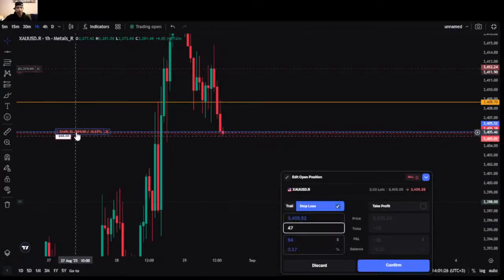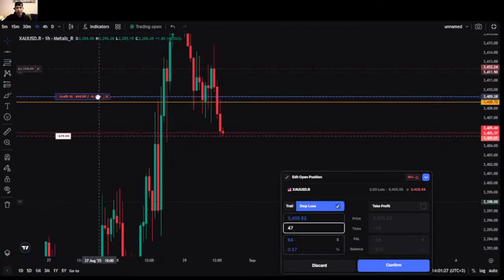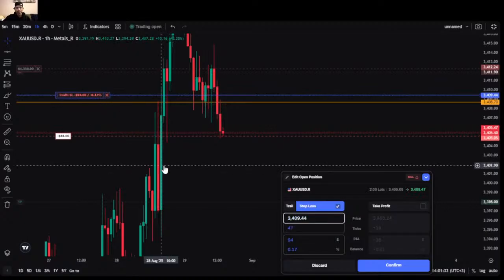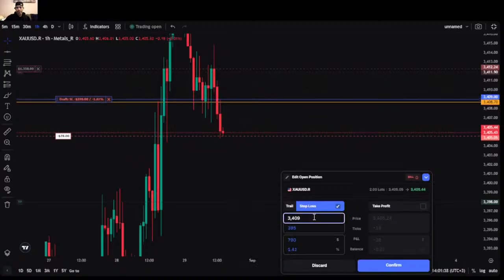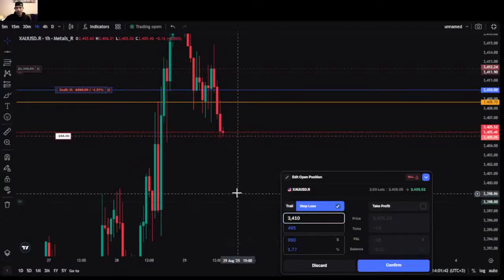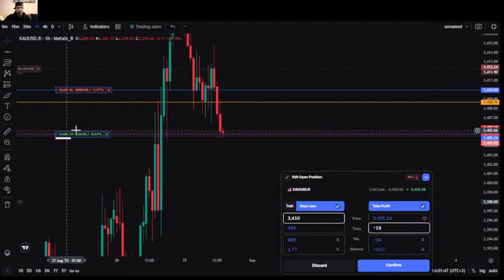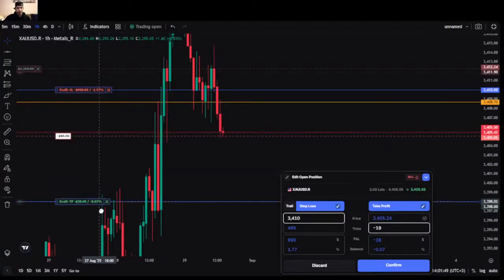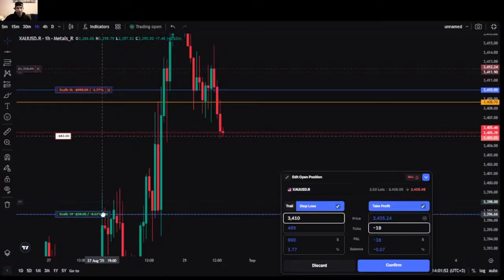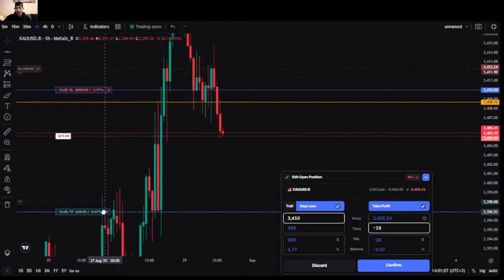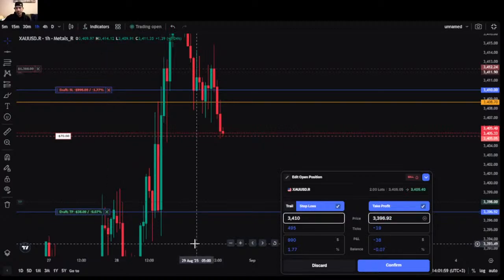My stop loss is probably gonna be just above this previous 1 hour high, right around up here. I'll say 34.10. And then my TP is gonna be down to this level there. I'll say right at support here, 3397.